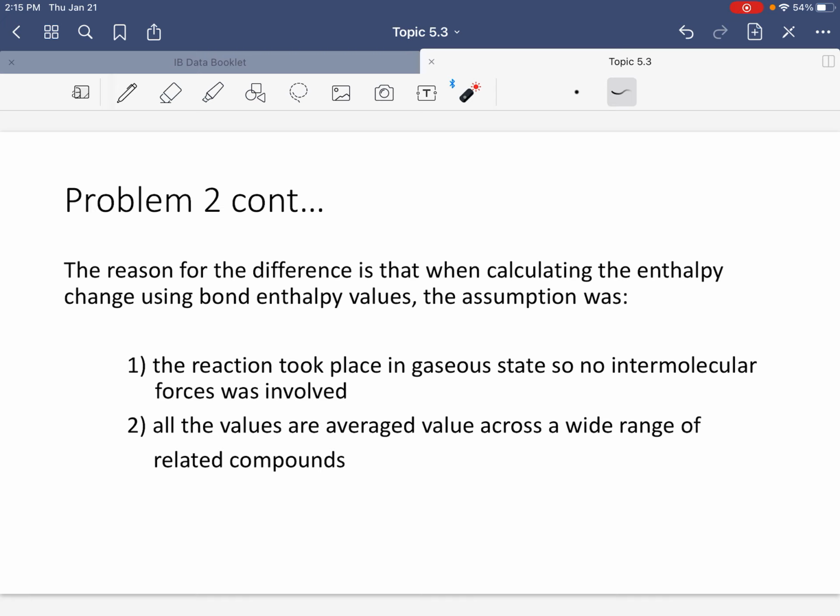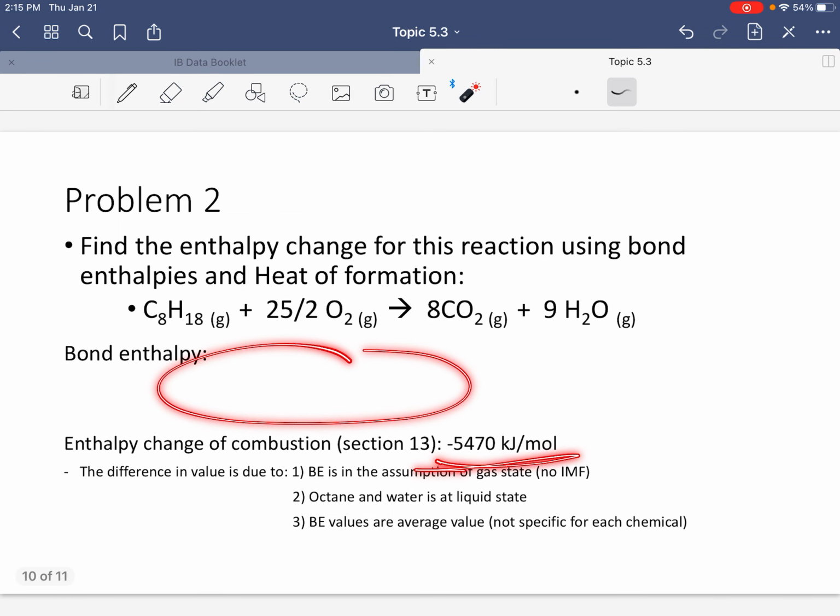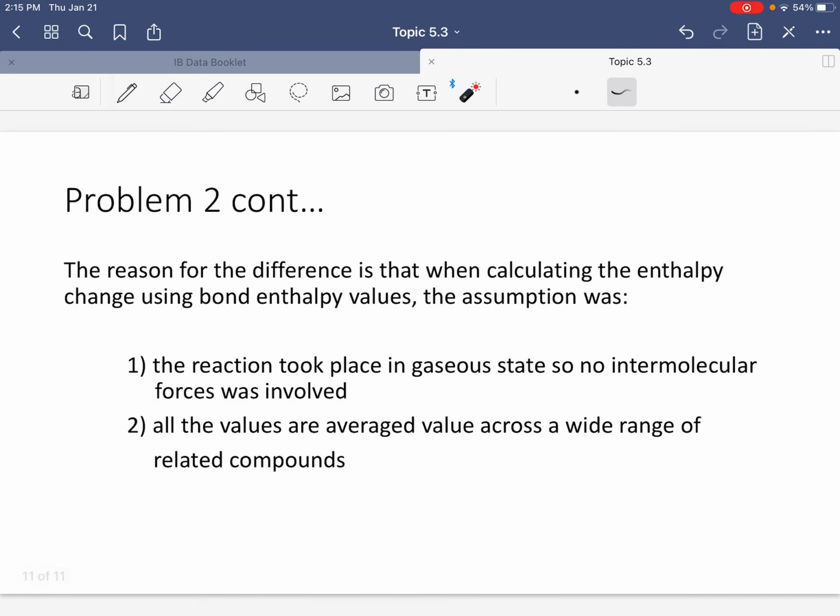To finish off, I have just a couple of things to say. The reason for the difference, of course, kind of answers your question here. Your answer right here is not going to be this number, not even close. Now, why is there a difference? Well, there are 2 assumptions that you can make. First of all, when things are in gaseous state, there's no intermolecular force for gases, so a lot of this polarity stuff doesn't come into play as much as before. And again, average values. Anyway, do that question. Hopefully you understand this bit.